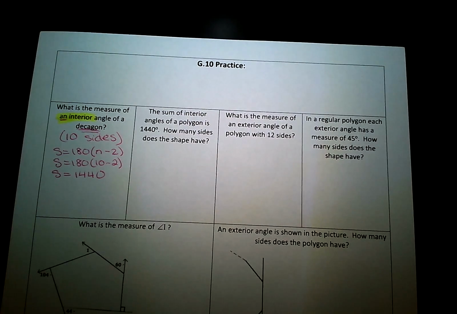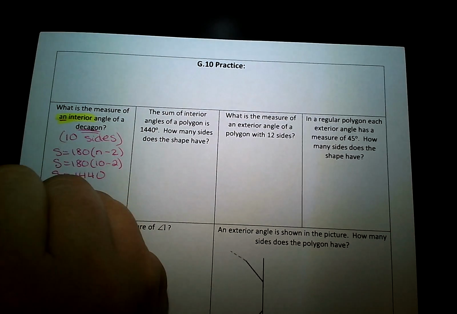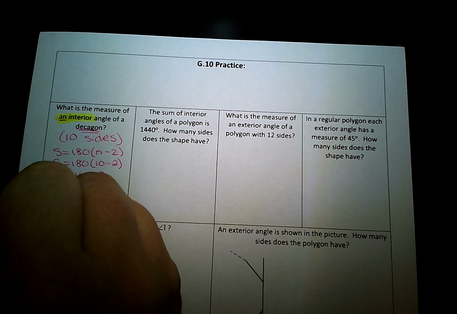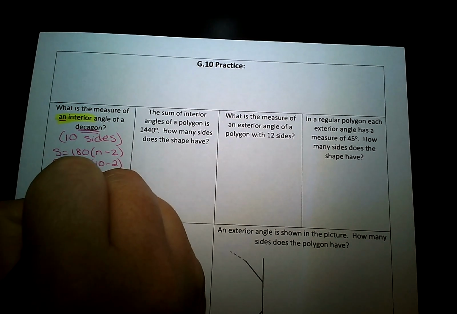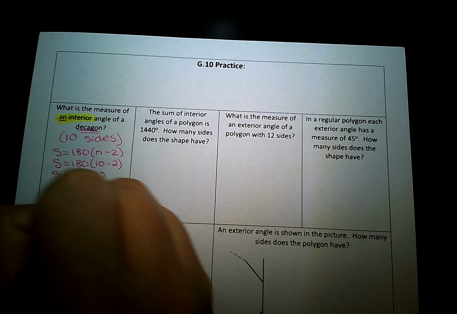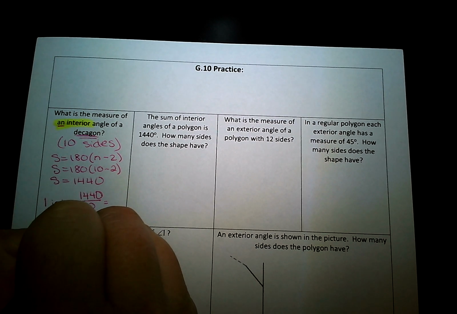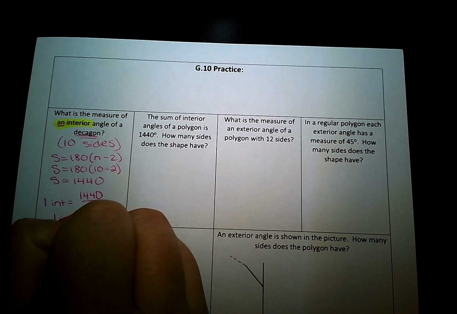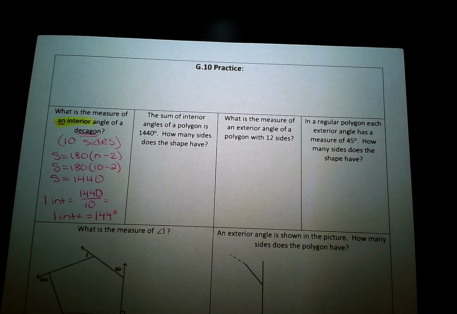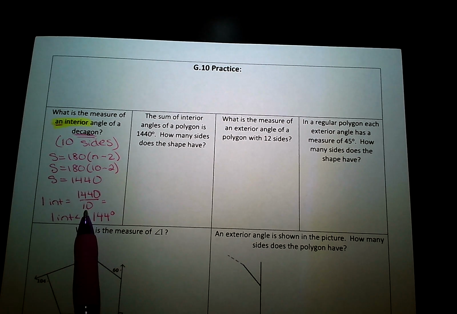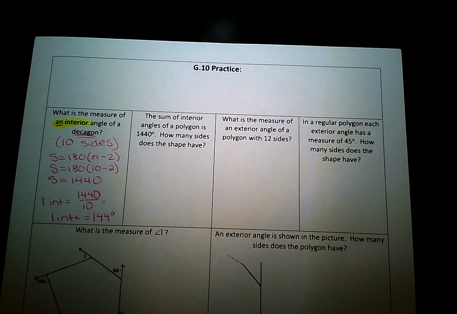Now we want to know one interior angle. One interior angle. So I'm going to take that one interior. We're going to take the sum of 1,440 and divide it by the 10 angles, and that's going to give us one interior angle equal to 144 degrees. All right, remember, one interior would mean all the angles are the same. There are 10 angles. Take that sum divided by 10.